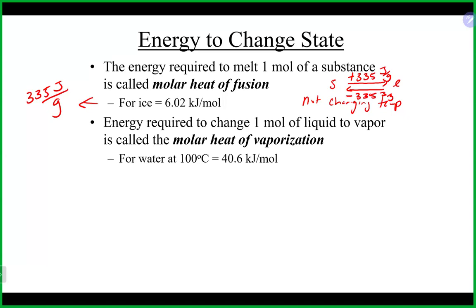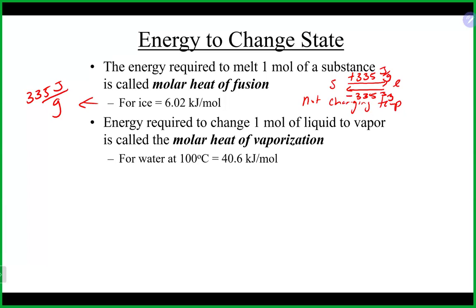So there is a certain amount of energy required to do nothing more than take a substance from solid to liquid or liquid back to solid. Those numbers of 335 and 6.02 are specific for water. If we were talking about a different substance, it would have a different value for the heat of fusion. It would also have a different value maybe for its melting point or freezing point temperature. It may not be 0 degrees Celsius. But again, these numbers are specific for water.